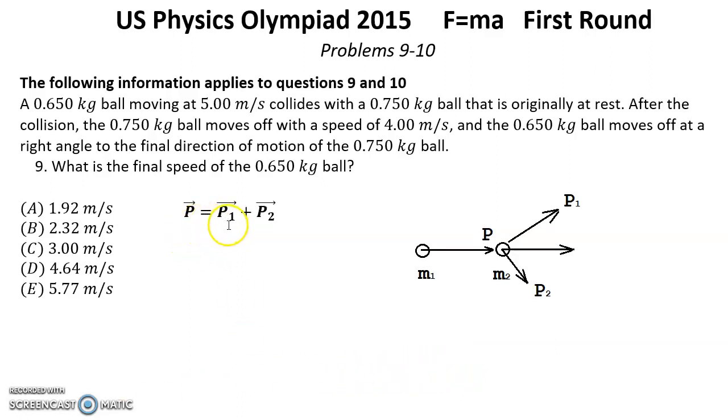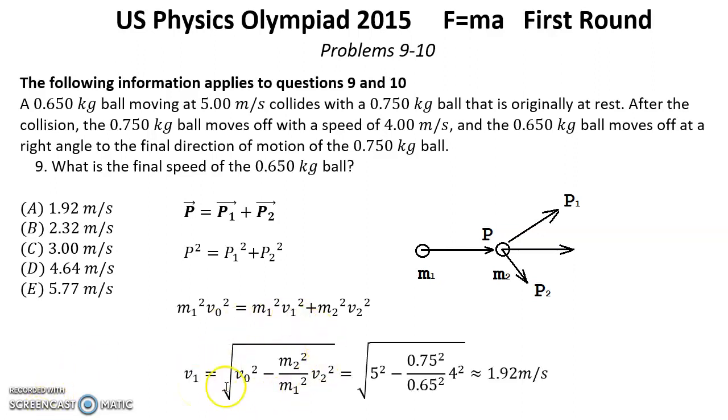In vector form we have P equals P1 plus P2, but because this angle is right, we can write another equation. We have P squared equals P1 squared plus P2 squared. And now we can insert momentums. We have this equation from which we can find the speed of the first ball v1 after the collision, equal to this expression, or after putting in numbers we have 192 meters per second, which is answer A.